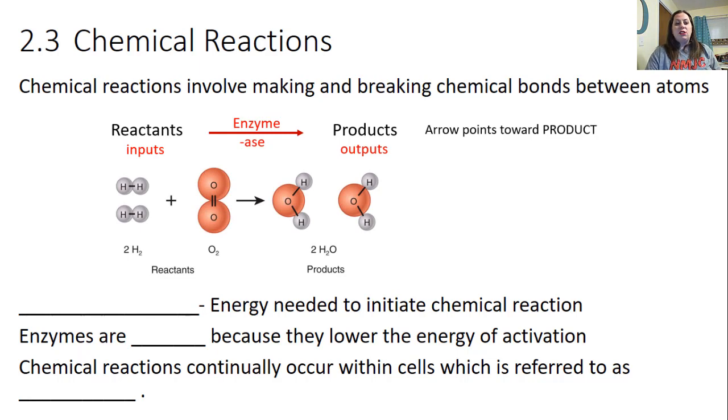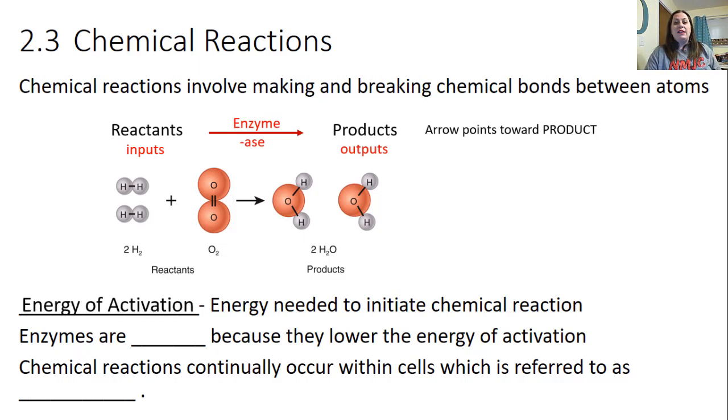So in this particular case, I have two H2 molecules plus an O2 molecule. These are going to interact. These are the reactants which are going to go in, and when they interact, we're going to form two water molecules. So the bonds between the hydrogens broke apart, the bonds between the oxygens broke apart, and they formed new bonds to create a new product.